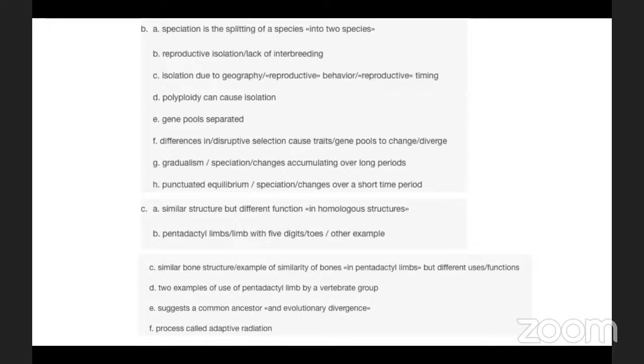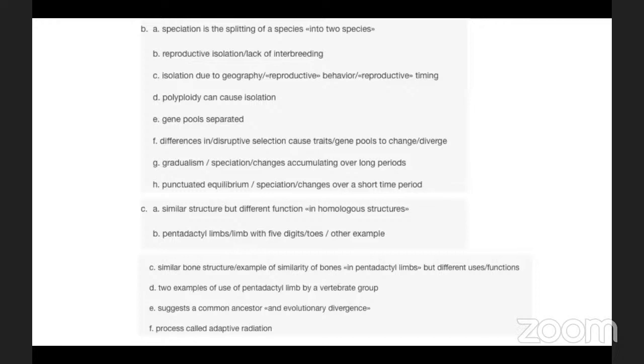Dekat whales, the pentadactyl limb jadi dia punya flipper, dia punya fins. In humans, the pentadactyl limb is used for locomotion dekat tangan. In birds, the pentadactyl limb is used to terbang. So give 2 examples. Dapat 1 mark of pentadactyl limb by a vertebrate group. So whales and humans cukup di situ sahaja. Ingat, tak boleh cerita saja.